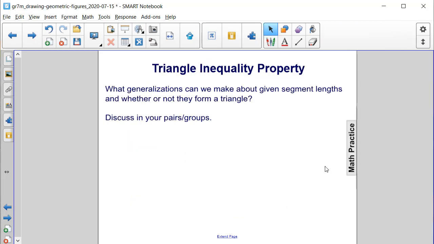In those last examples, we saw what needed to be true about the side lengths in order to make a triangle, and also what was required. So what generalizations can we make about given segment lengths and whether or not they can form a triangle? Take a moment and pause this video and think about it, and when you're ready for the answer, unpause it.